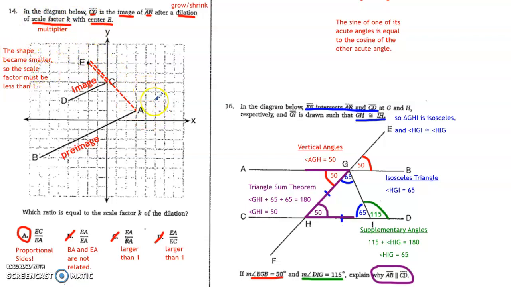The shape is going to become smaller. We can tell that because CD is the image of AB, so CD is the new one, AB is the old one. So this is the pre-image, this is the image. In other words, we got smaller. So the scale factor has to be less than 1.